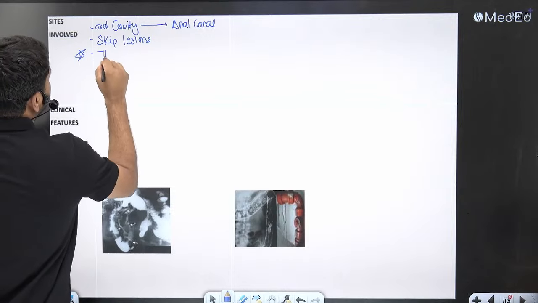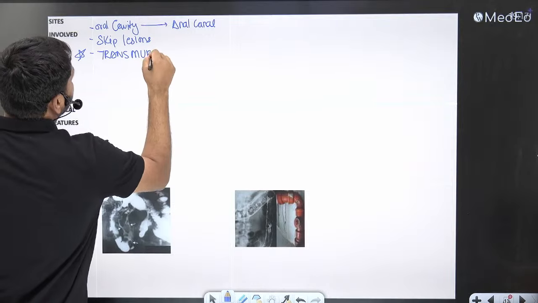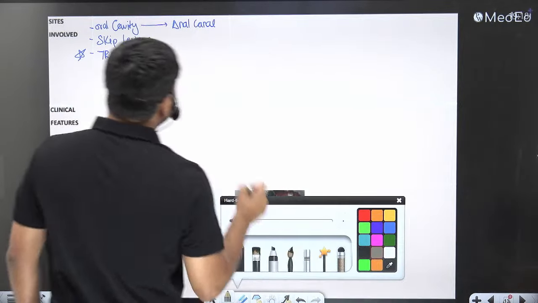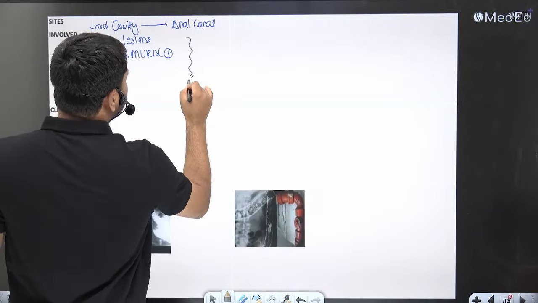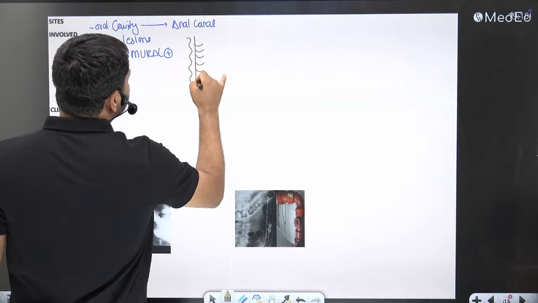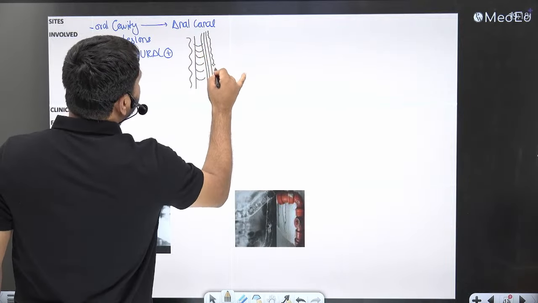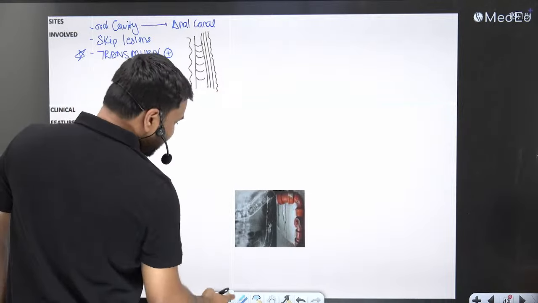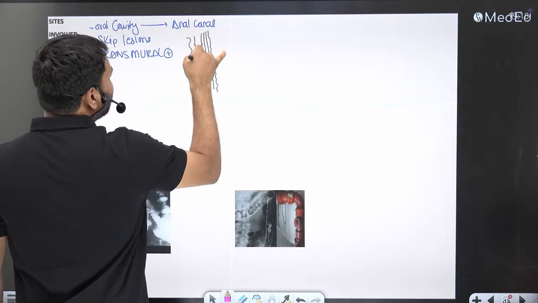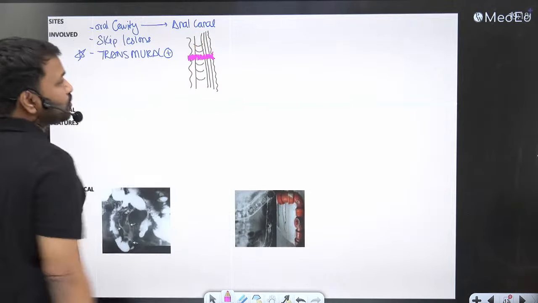This is going to be associated with transmural involvement. When I say transmural involvement, this is the mucosa that is present. Then you have the submucosa. You have the inner circular muscles. Then you have the outer longitudinal muscles. And the last one that you have is your serosa. When Crohn's disease starts, it starts from the mucosa. It goes into the submucosa, involves the circular and longitudinal muscles, pierces the serosa, and the serosa is also going to get involved.